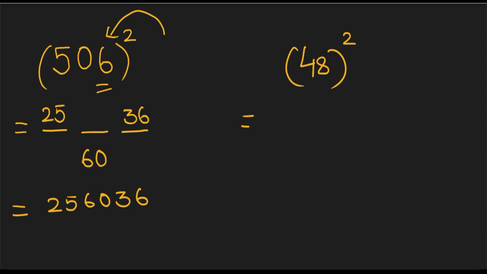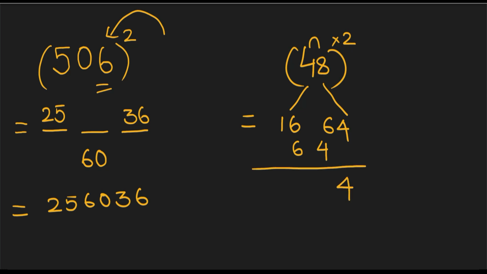Now we can write this as 4 square, that is 16, and 8 square, that is 64. Now we will multiply 4 into 8, that is 32, into 2, that is 64, and we will write it here, 64, and we simply add those numbers. This is 4, 6 plus 4 10, 0, 1 will carry forward. Now 6 6 12 plus 1 13, we will write 3 here, 1 will be carry forward, and 1 plus 1 is 2. So the answer of 48 square is equal to 2304.